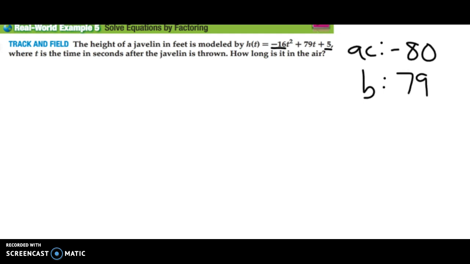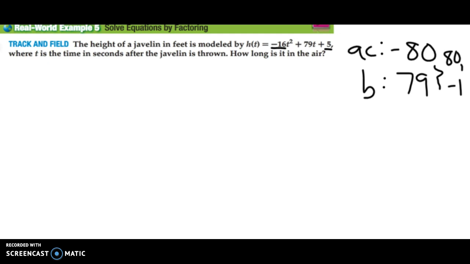Here's another hint after doing enough of these problems in our life: when we see negative 80 and 79, they're only one away from each other. So that means you're going to use the factors that have 1. So since we have a negative 80 and a positive 79, our factors are going to be positive 80 and then negative 1. Because if you add those together, it's 79. You multiply them, it's going to be negative 80.